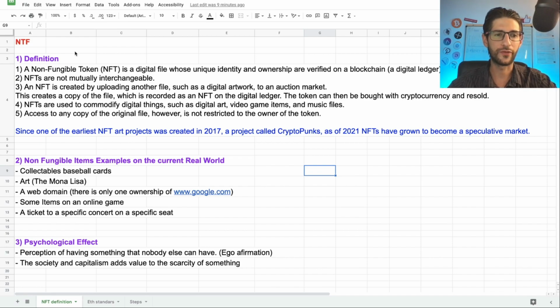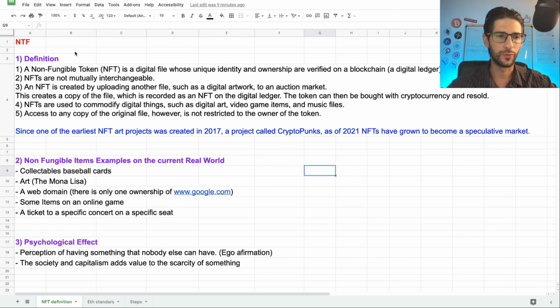So second, NFTs are not mutually interchangeable. That means that, for example, if you have a $1 bill, you can exchange that dollar bill with another dollar bill with another person, for example, and the value and the ownership doesn't matter, it will be the same. But with NFTs, you cannot do that.